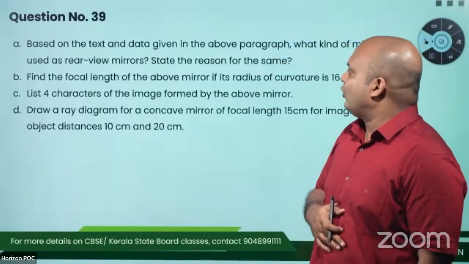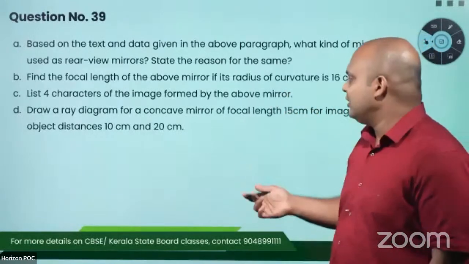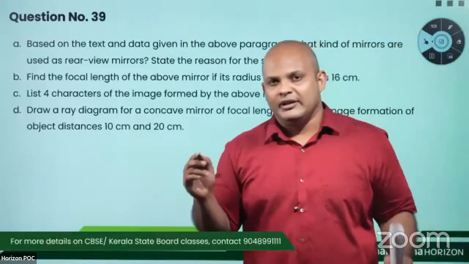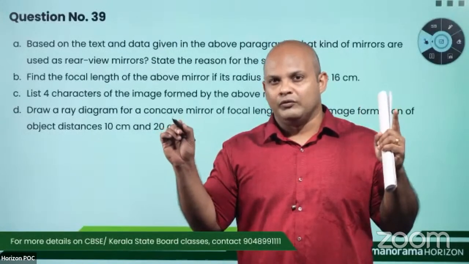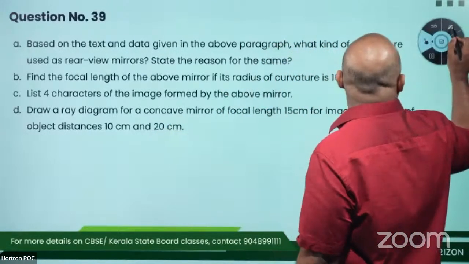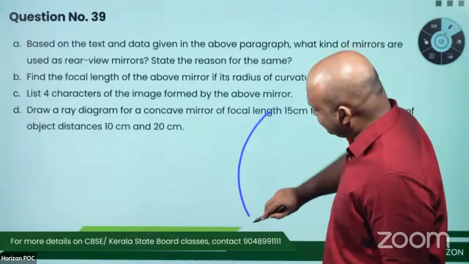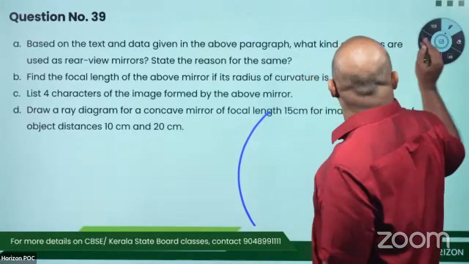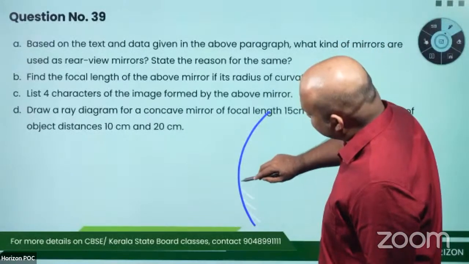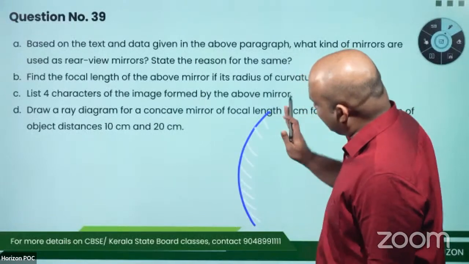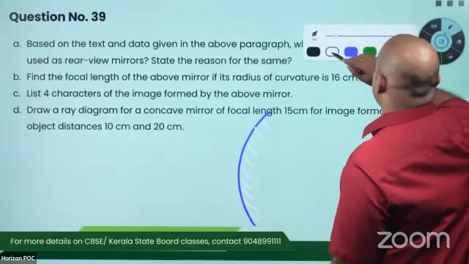Now, what is the focal length of the mirror if the radius of curvature is 16 centimeters? Remember, the radius of curvature is the distance between the center of curvature and the pole of this mirror. So this is a convex mirror. Let's draw a simple diagram of this. Here you have the convex mirror. This is the reflecting surface. So this will be the mirrored surface, and the bulged portion outward is the reflecting surface. Let's draw a principal axis here.